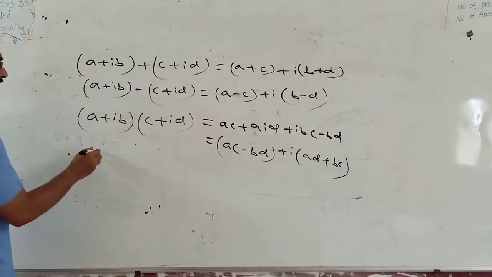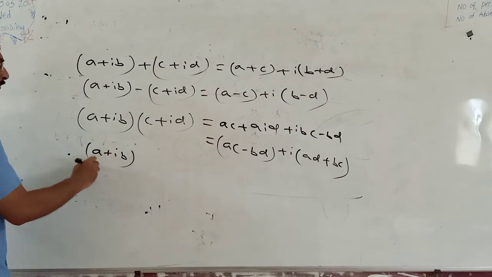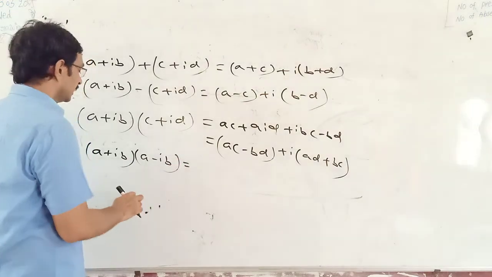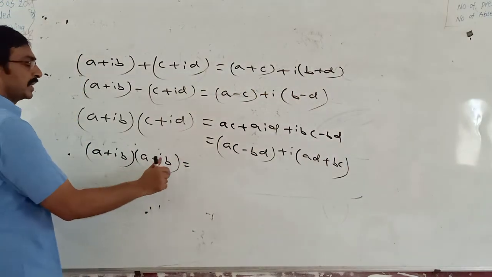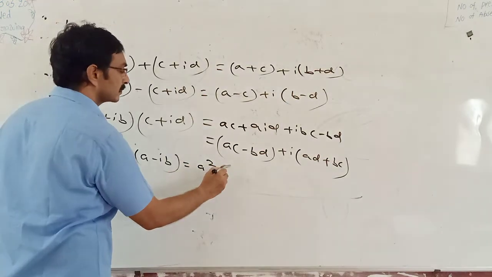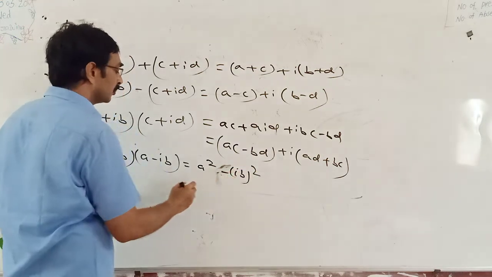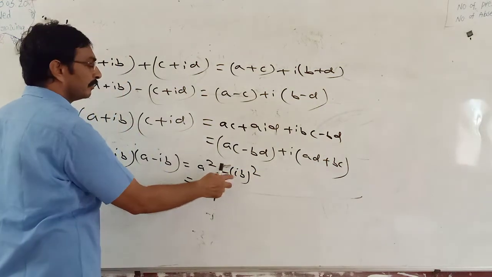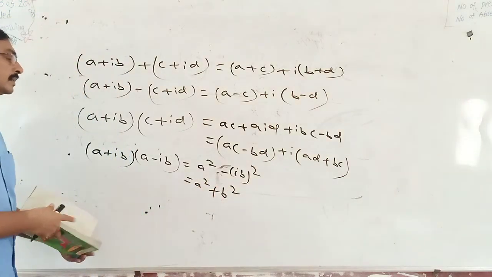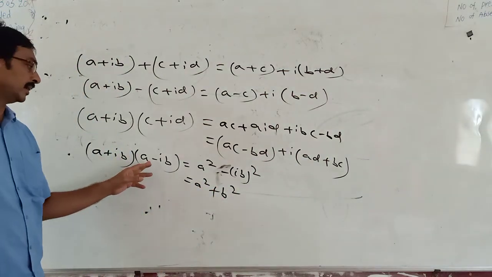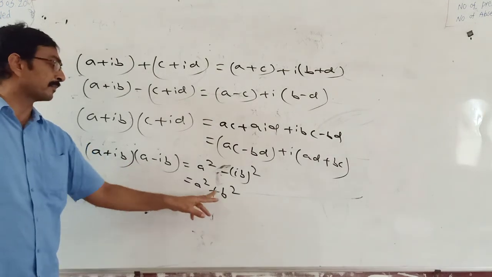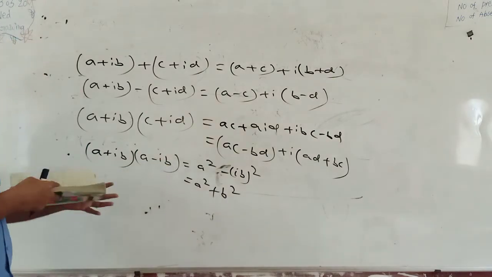Similarly, see, for any two complex numbers, (a + ib) into (a - ib), like (x + y)(x - y), equals a square plus b square. Actually a square minus (ib) whole square equals a square, but i square value is minus 1, minus of minus is plus 1, thus b square. So remember this one: (a + ib) into (a - ib) is not a square minus b square, it is a square plus b square, because i square value is minus 1.